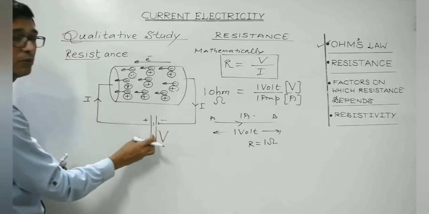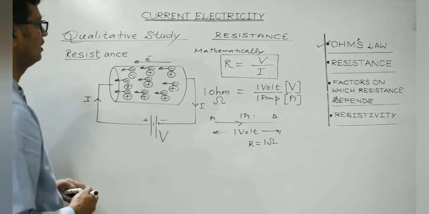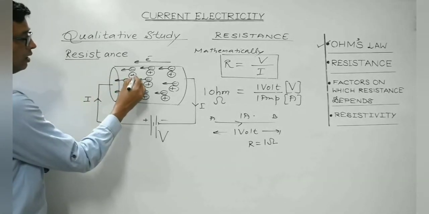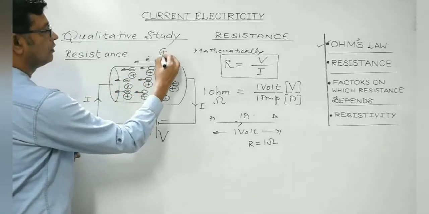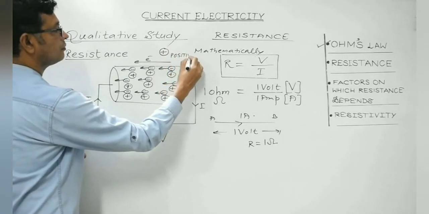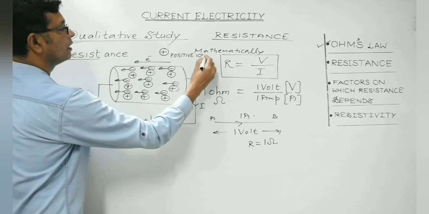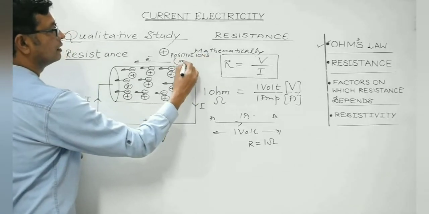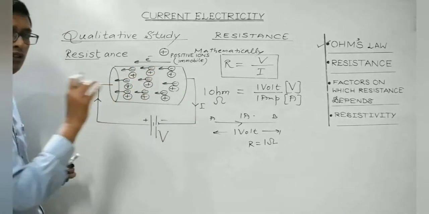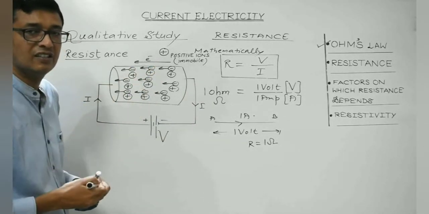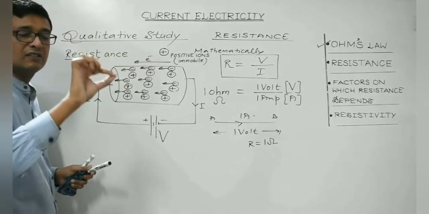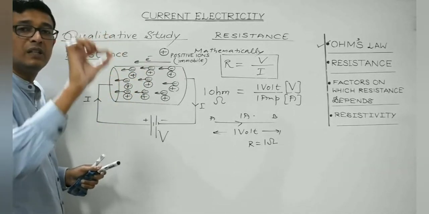Work is being performed by this source. Now look, as I stated, these are positive ions. They are immobile. They don't act as charge carriers. Electrons only act as charge carriers. So what happens is, positive ions keep on oscillating like this. They keep on oscillating about the mean position.